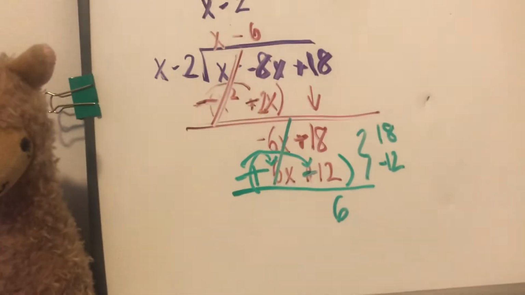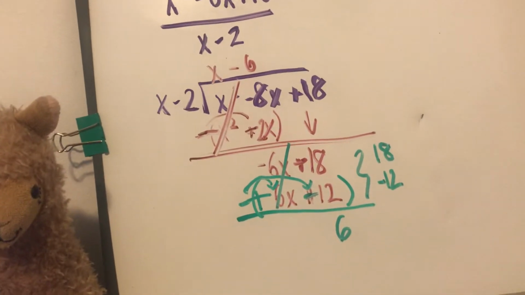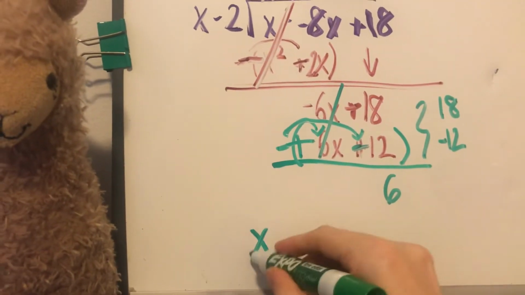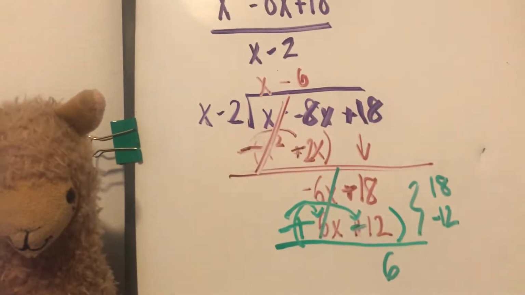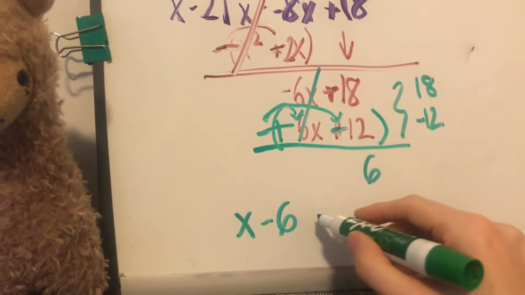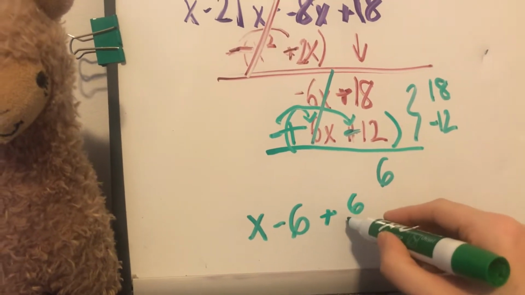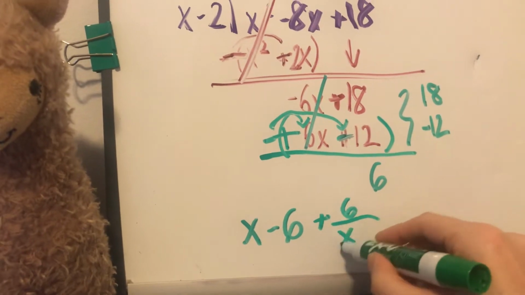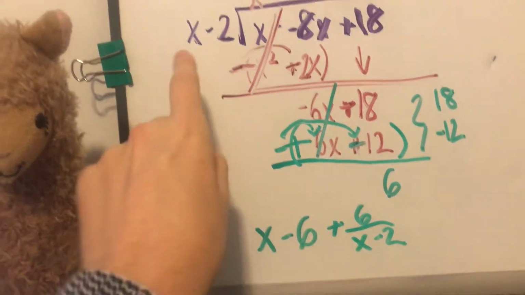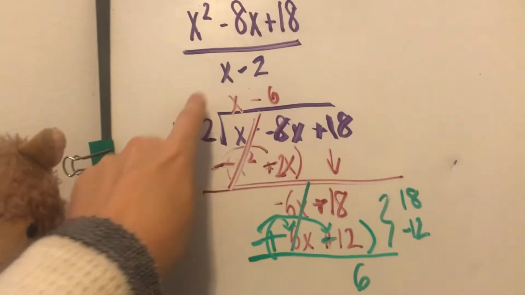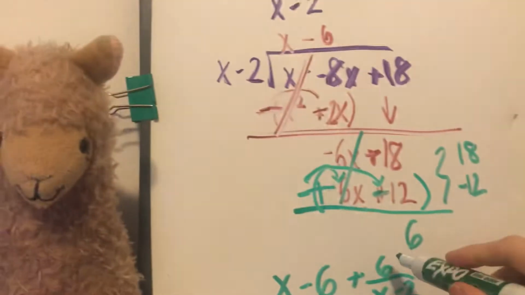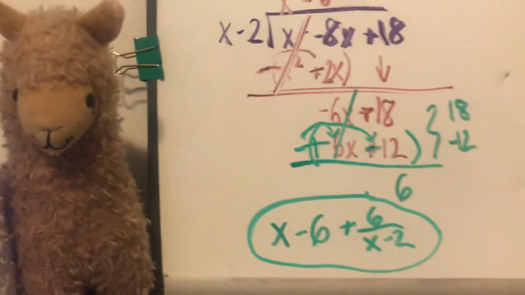Some of you guys are still making silly mistakes when you're expressing your answer with a remainder. I would take my solution, which was x minus 6, that's what I got up there. And then whatever my remainder is, add that. So in this case, it's positive 6 over x minus 2. So my remainder sits in my numerator, and this x minus 2 came from what was always in the bottom of my fraction here. And that would be your final answer here using your long division.